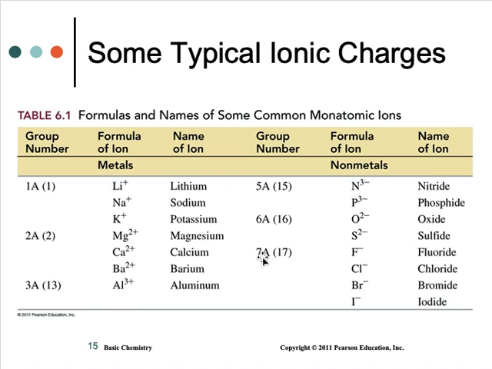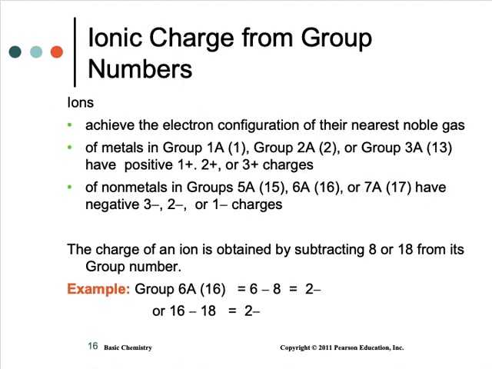7 is 1 away from 8, so it steals 1. 6 is 2 away from 8, so it steals 2. And 5 is 3 away from 8, so it steals 3. Okay. So an ion: you become an ion by trying to get a noble gas configuration and be stable. But by being an ion, you're no longer neutral. You're either charged positive or charged negative.